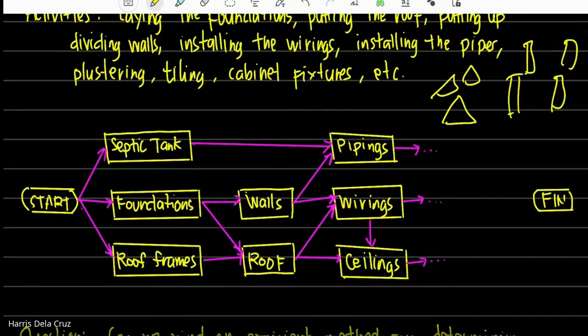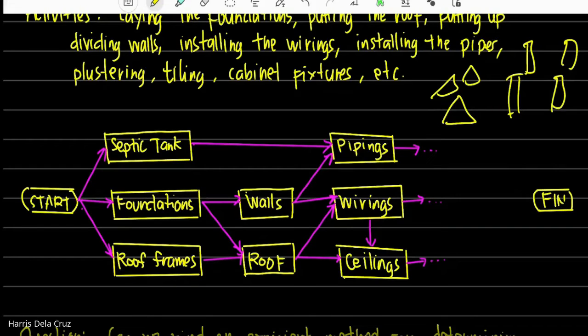Yan. So kakabit mo na yung pipings, wirings. So pag meron ka ng wall, tsaka roof, pwede ka na magkabit ng wirings. Now, bakit required na may roof muna bago mag-wirings? Siyempre, pag naglatag ka ng wirings ng exposed, tapos umulan, di ba? So, sayang yung wirings mo, mababasa. So, kailangan may roof ka muna. Similarly, may wirings din sa kisame eh. So, kailangan tapos na yung roof bago mo ilagay yung wirings para sa ilaw and so on. So, that's the idea. Okay?